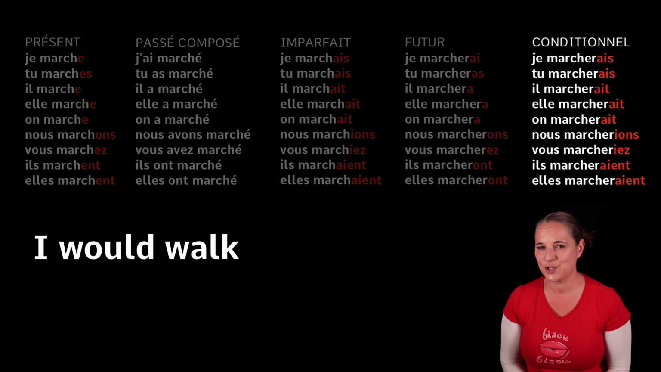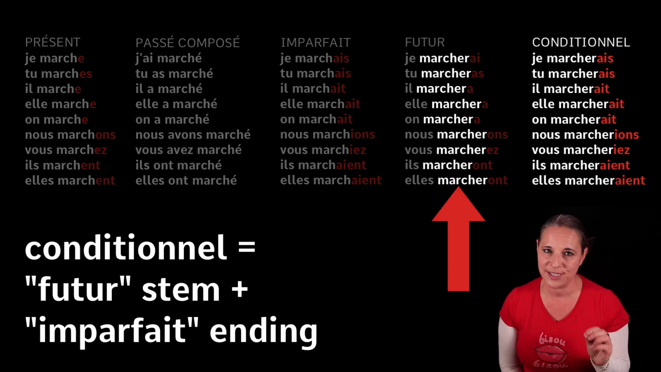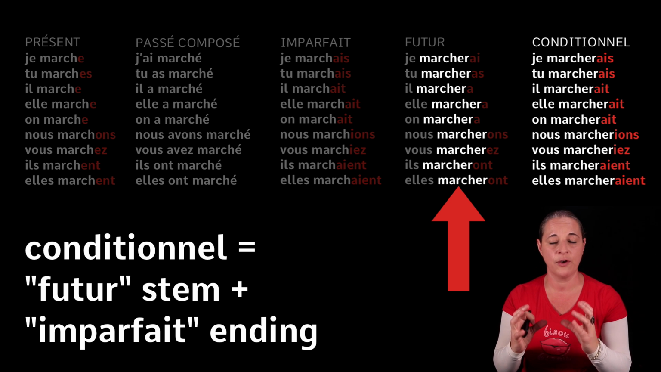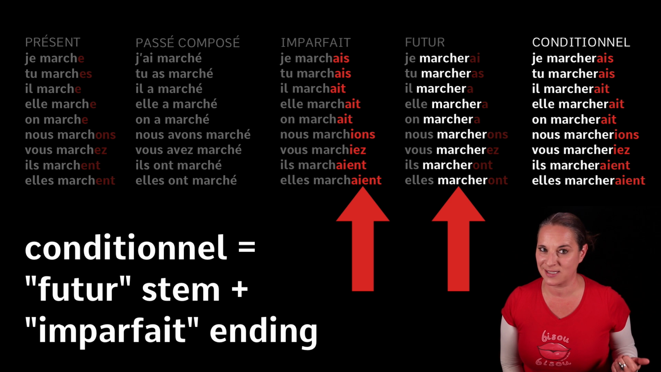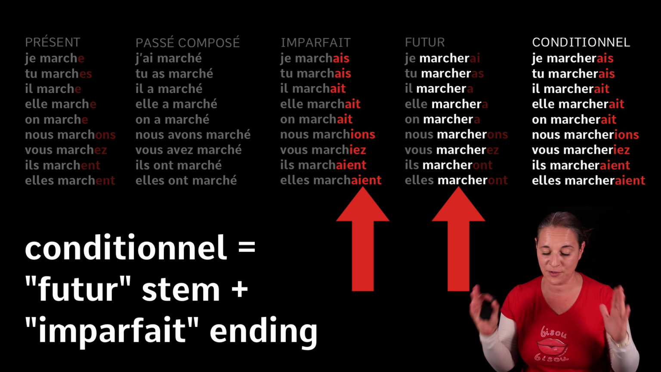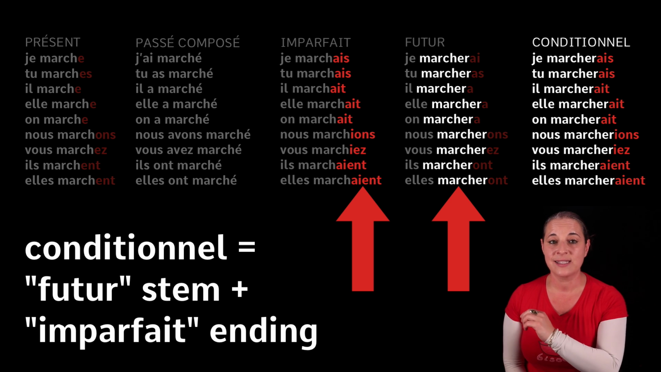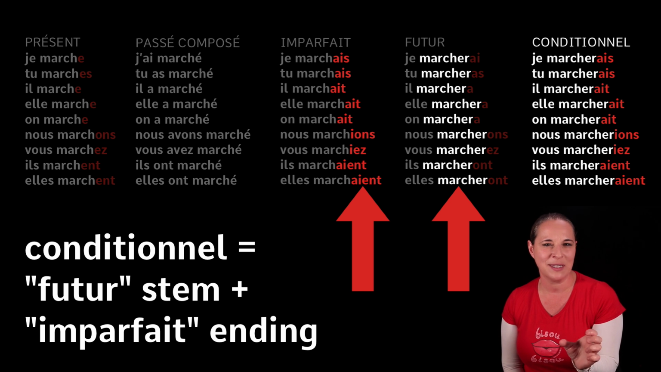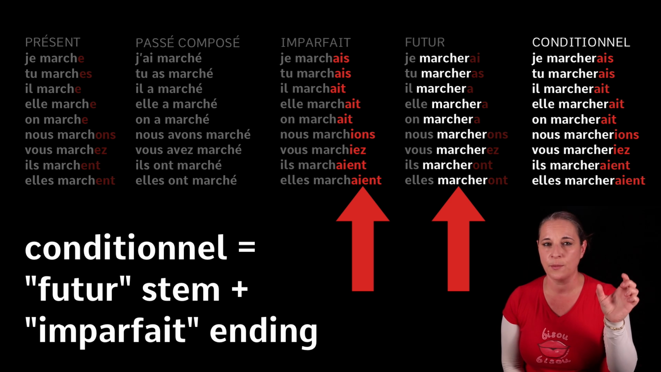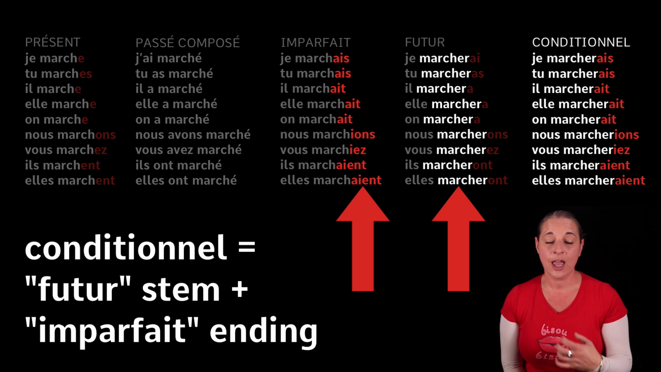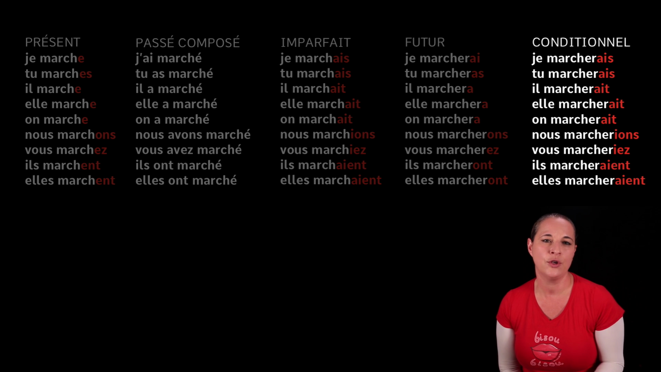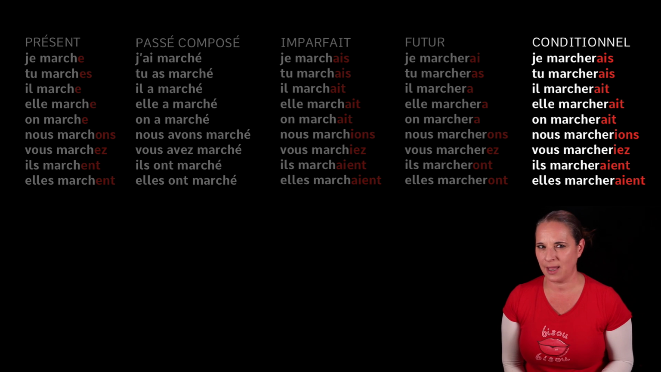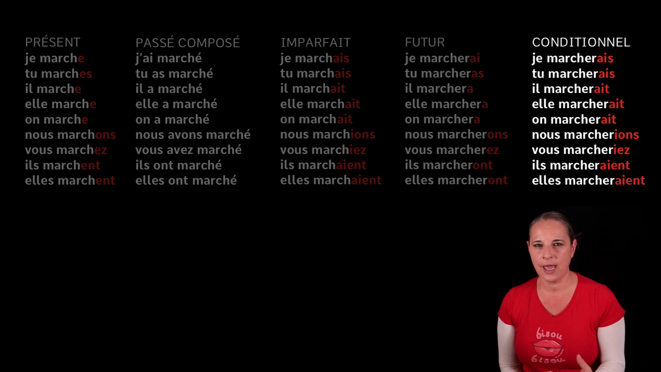The way we do the conditional, we take the stem of the future tense, which is marcher, the whole verb, and we add the ending of the imperfect endings. Can you see them? Okay, now you've got the chart, you can see. So the endings are the same as the imperfect, but the stem is different. The stem is used from the future stem. So, I would walk is je marcherais. Tu marcherais, you would walk. Il marcherait. Elle marcherait. On marcherait.